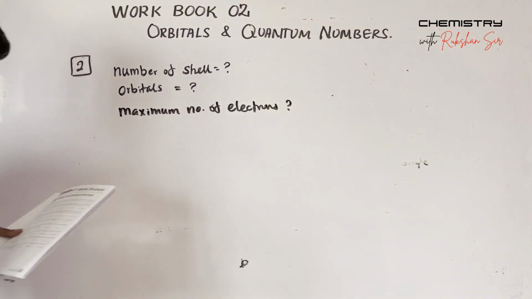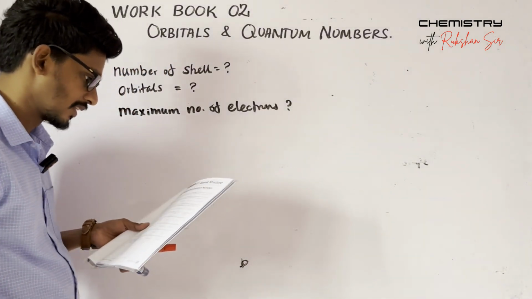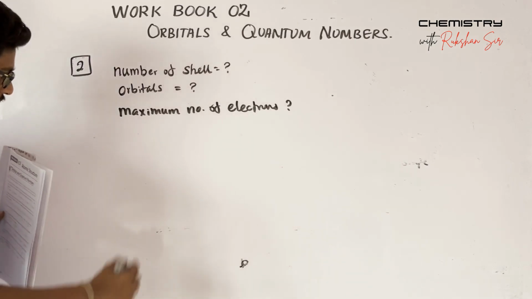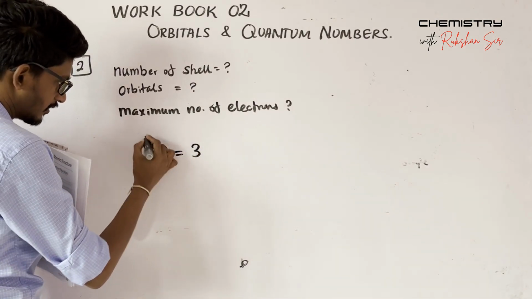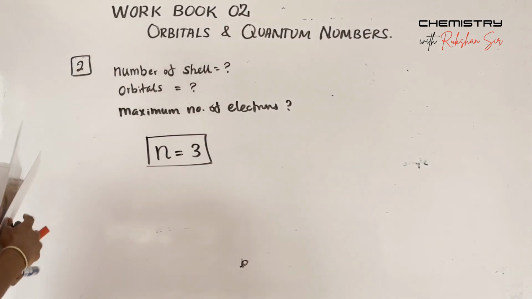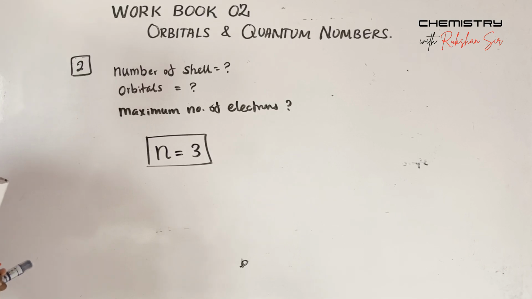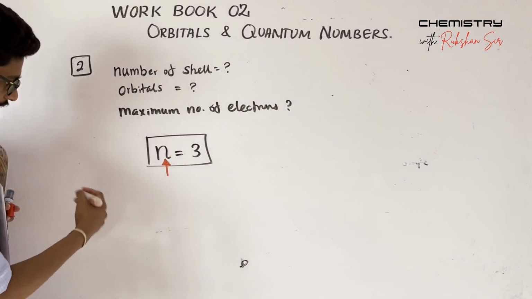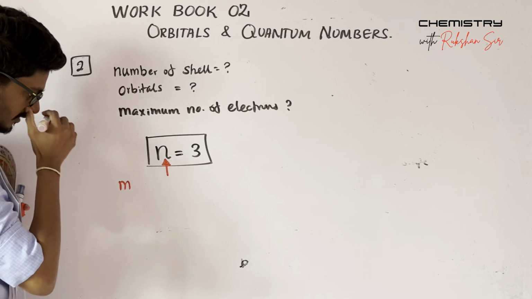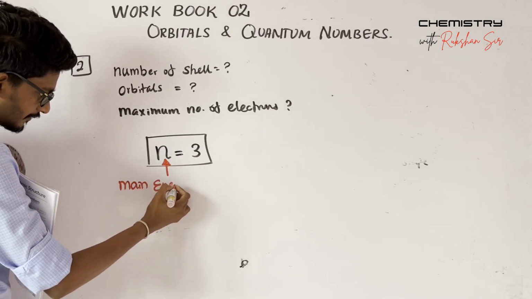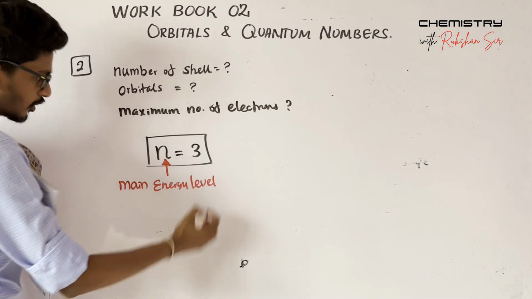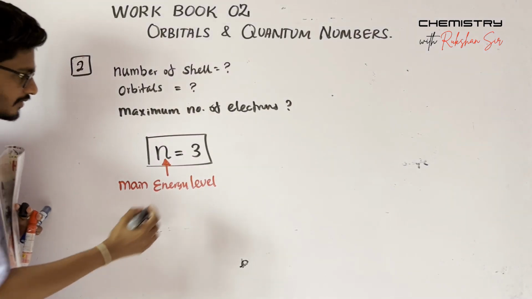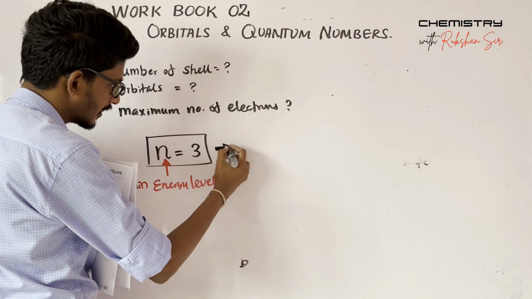In what? In the n equals 3 energy level. So n equals 3 means we are dealing with the third main energy level. The n is the first quantum number, described as the main energy level where the electron is found. So n equals 3 means you are with the third energy level.